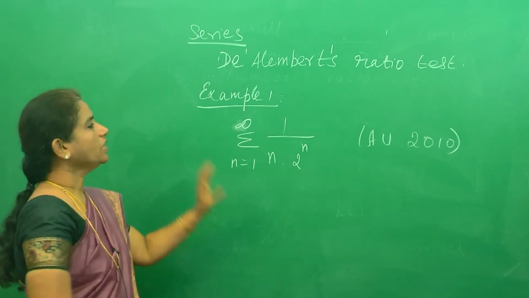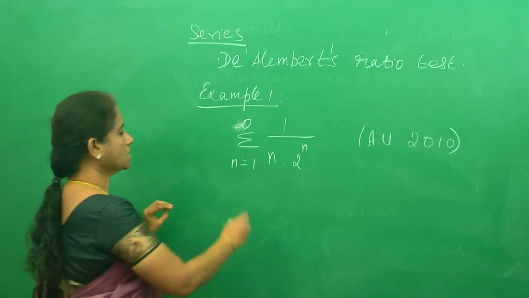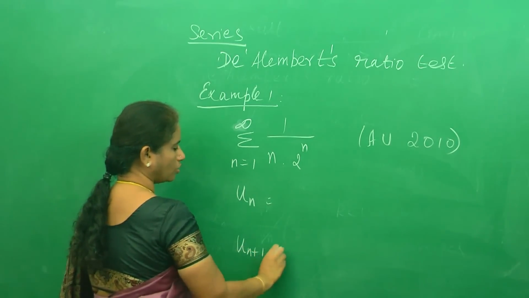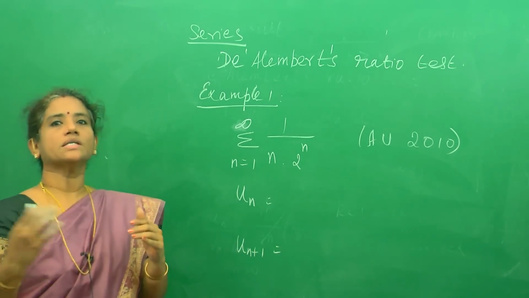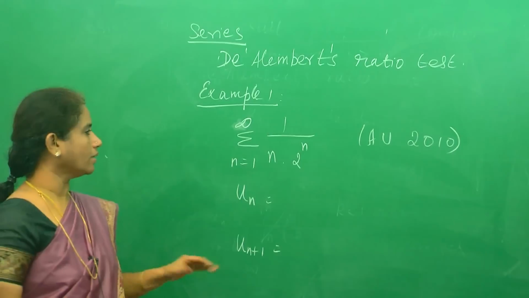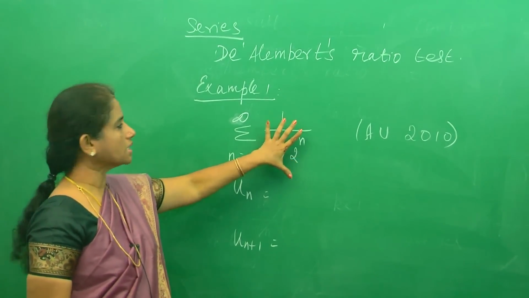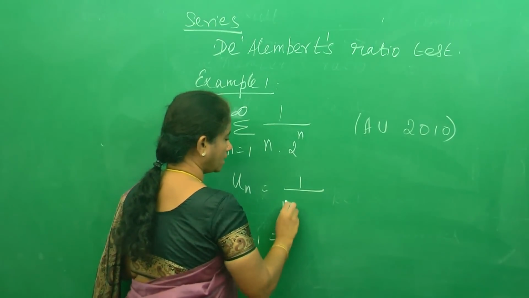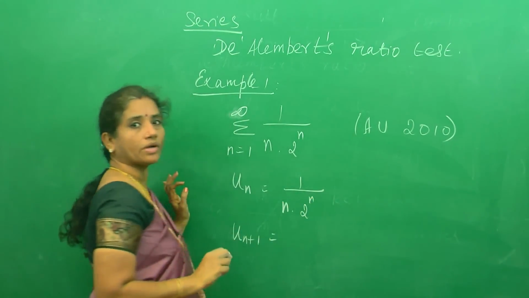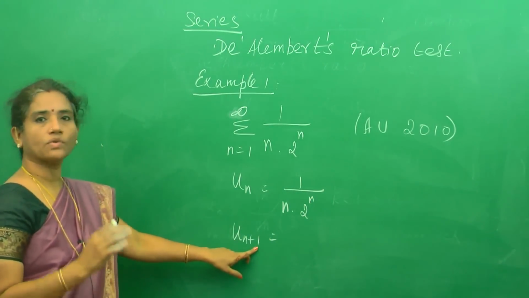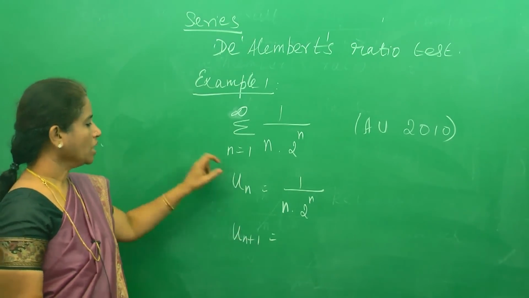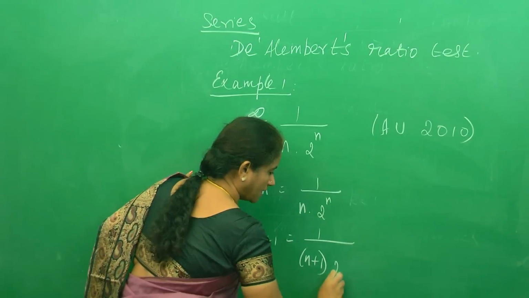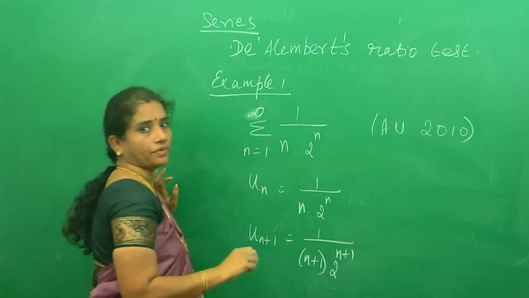Okay, now we are going to follow D'Alembert's ratio test. So you are supposed to write un and you are supposed to write un plus 1. When it is given as a series, you need to find the nth term, but here clearly the nth term is given, just you have to put it here. So what is the nth term? The nth term is 1 by n into 2 to the power of n. And what is un plus 1? You are going to find the next term. So it will be 1 by n plus 1 into 2 to the power of n plus 1.